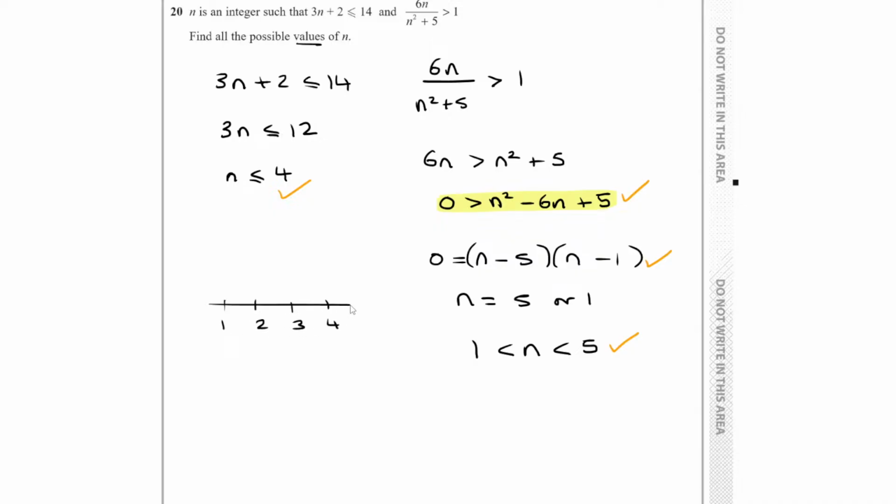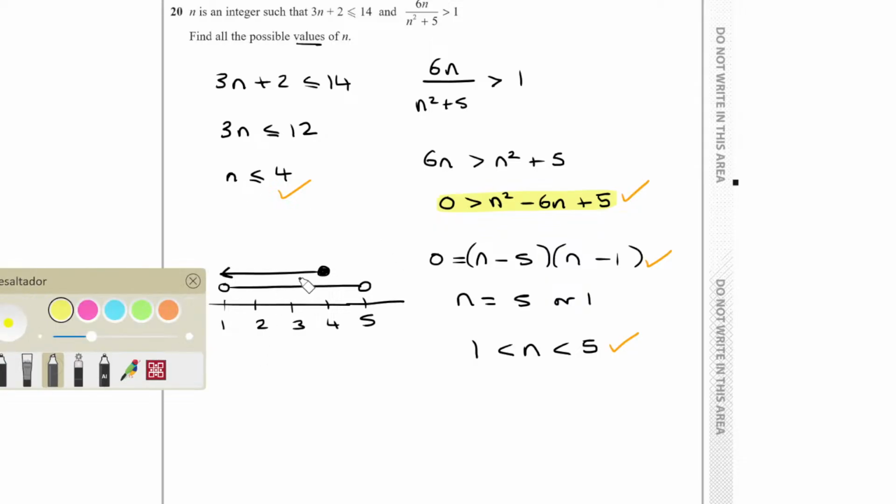I'll just show you directly. So this one would be like this, wouldn't it? And then this one would be like that. So where do they overlap? Again, you don't need to draw the number line. I'm just showing you.